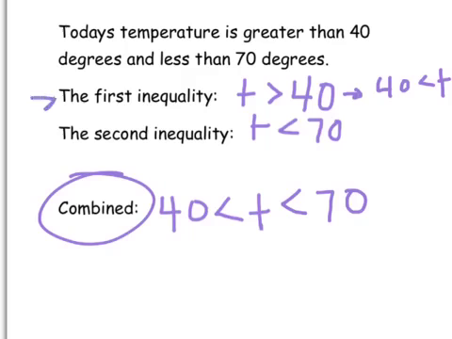So when you're combining them, you take your first inequality and you flip it. See how we rewrote it? Flipping our sign. So we had temperature is greater than 40, and now 40 is less than the temperature. And then you just add the second little guy right here, and you make a really cool combination. Oh, look how cute he looks.